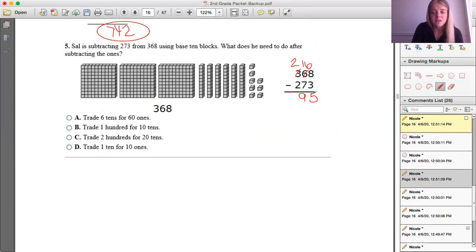Going through this, we could have crossed off 1, 2, 3. We can cross off 1, 2, 3, 4, 5, 6. But wait, I have to cross off one more. So now I trade it in and give myself 10. 3, 4, 5, 6, 7, 8, 9, 10.